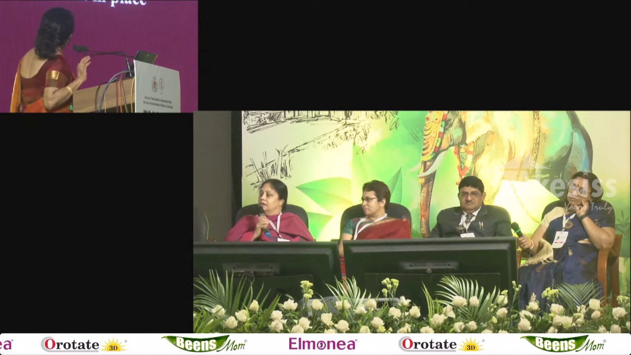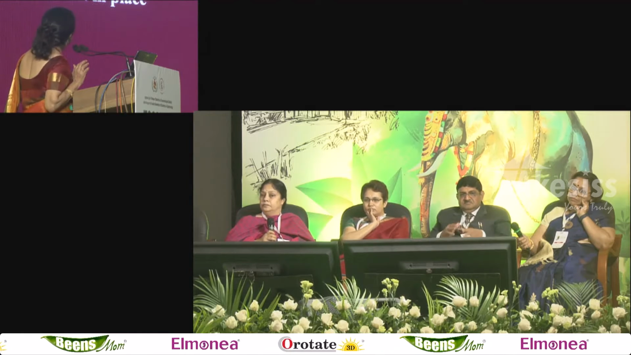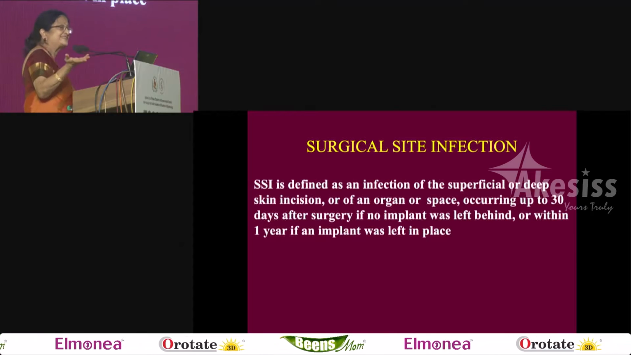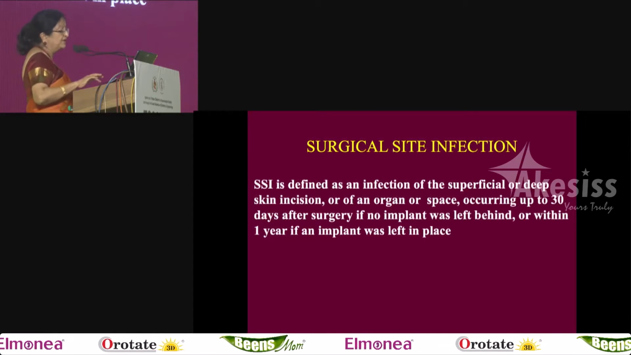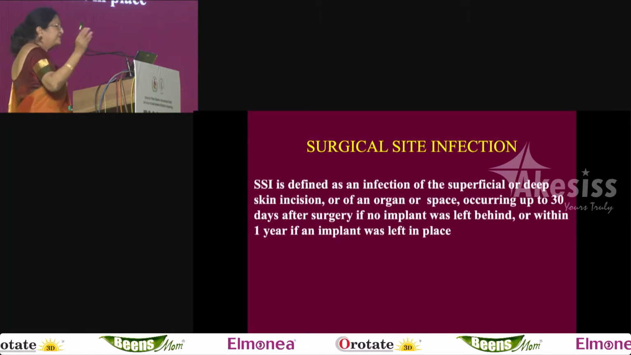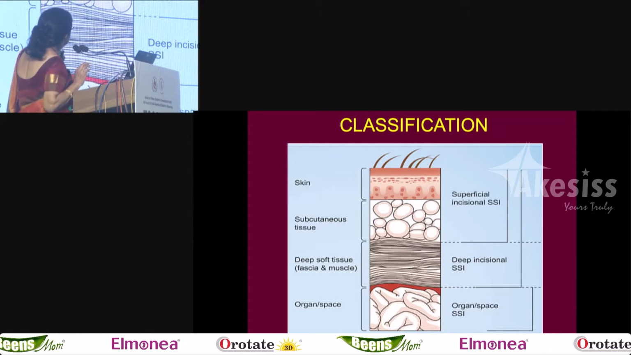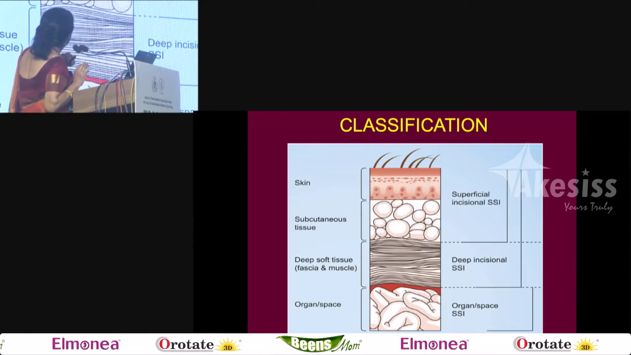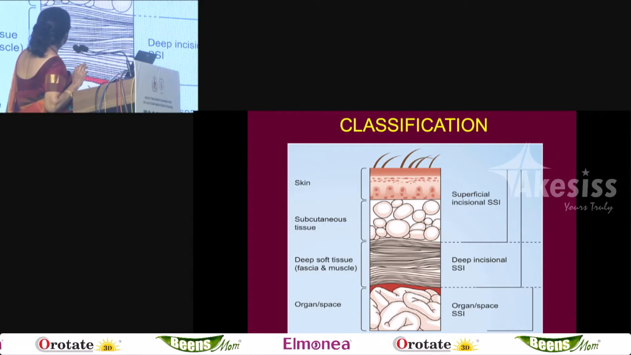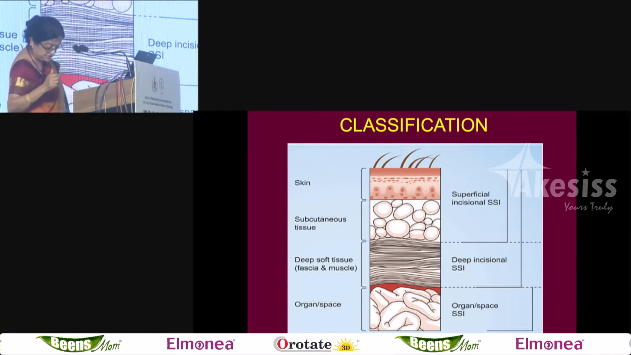I just wanted to tell you all, there's something called a surgical site infection, SSI. This is just infection of the superficial and deep skin incision within 1 month after surgery. You can do a small debridement of that area or let out the fluid collection. But if it's an implant, it is defined as within 1 year. Up to the subcutaneous is superficial. You call it deep incisional SSI when it involves the fascia and the muscle, and organ space SSI when it is into the intraperitoneal structures.